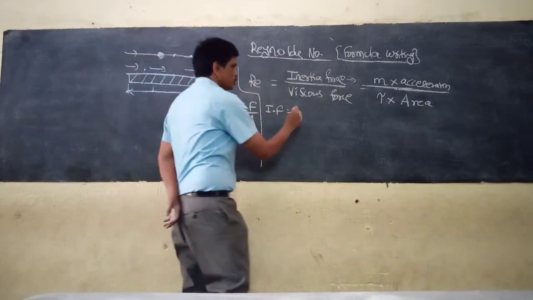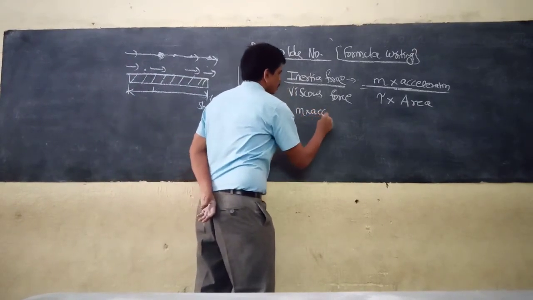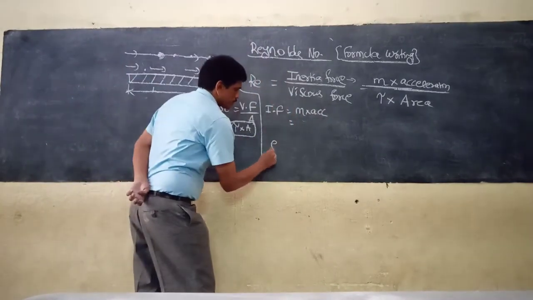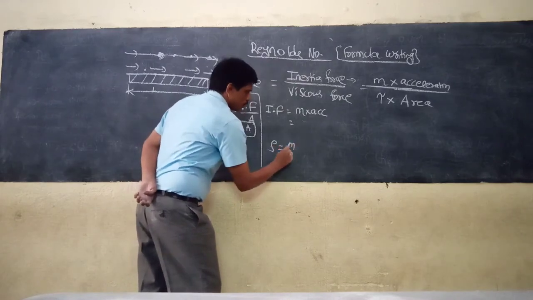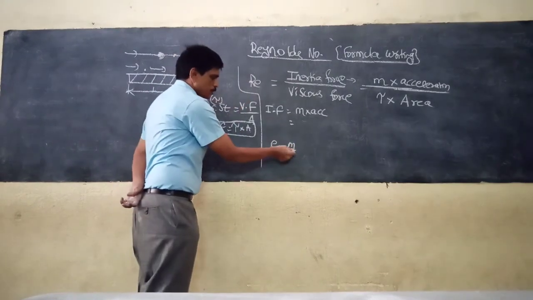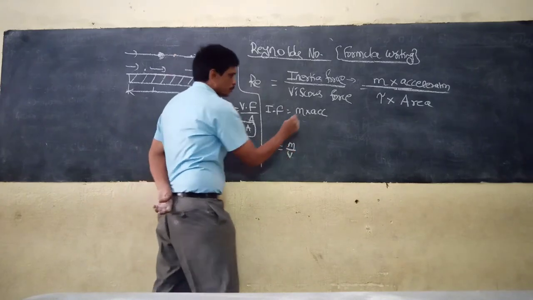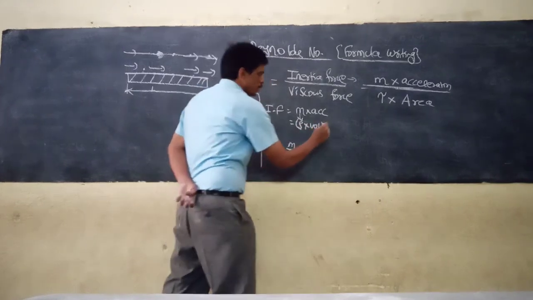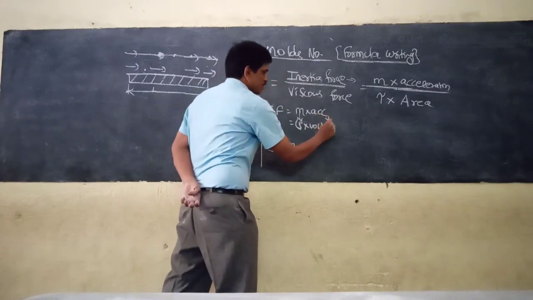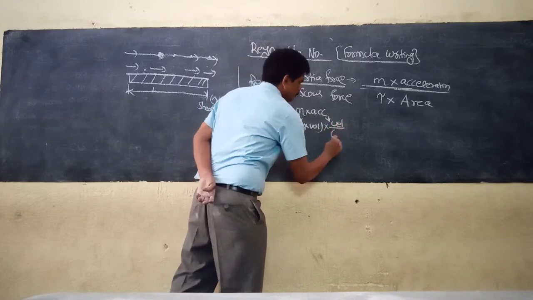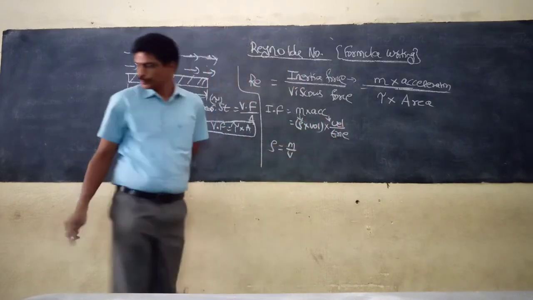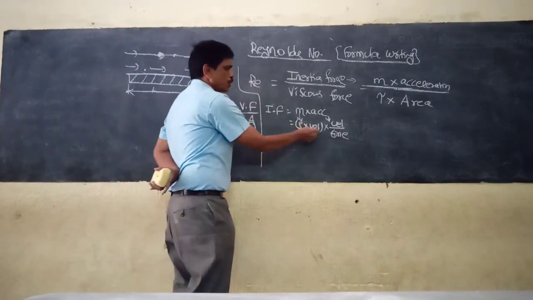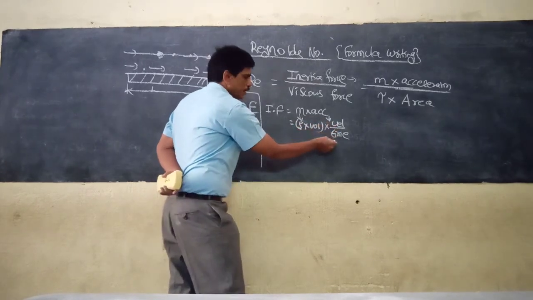Inertia force is nothing but mass into acceleration. What is meant by mass? Density is equal to mass by volume. From this relation, mass is equal to density into volume. So mass is written as density into volume, into the acceleration. The acceleration is nothing but velocity divided by time. So mass is rho into volume and the acceleration is velocity by time.